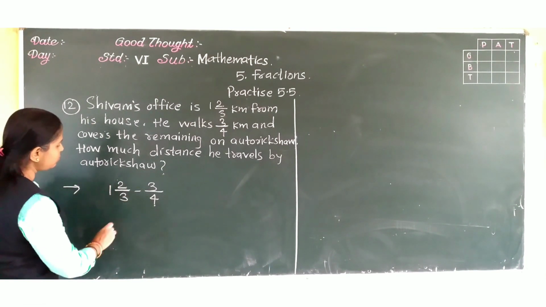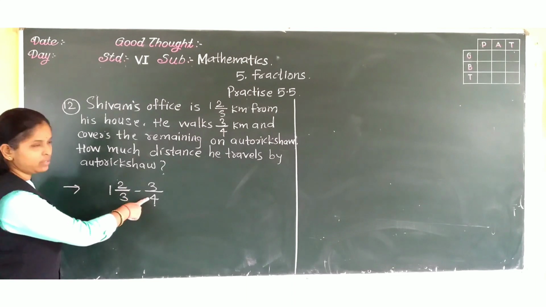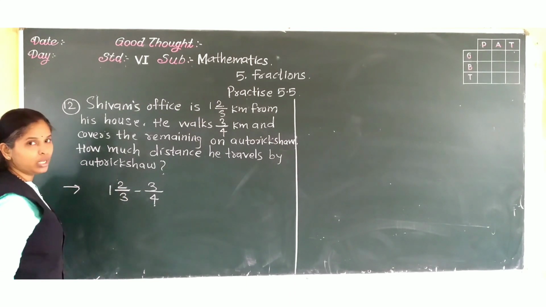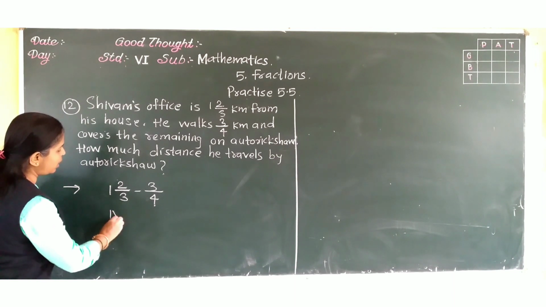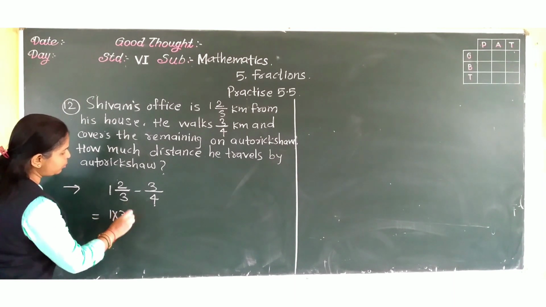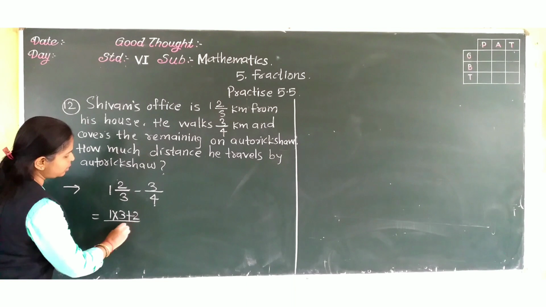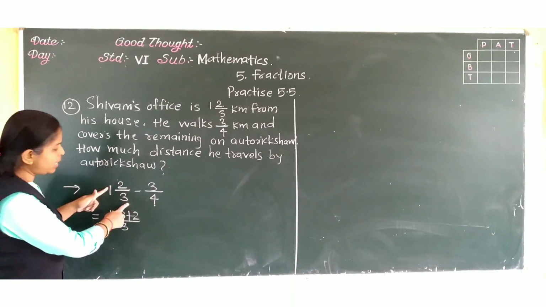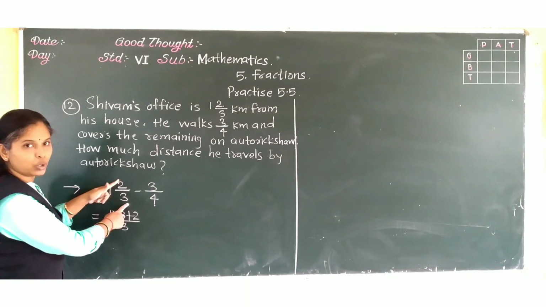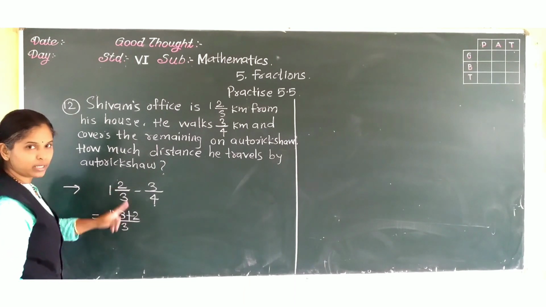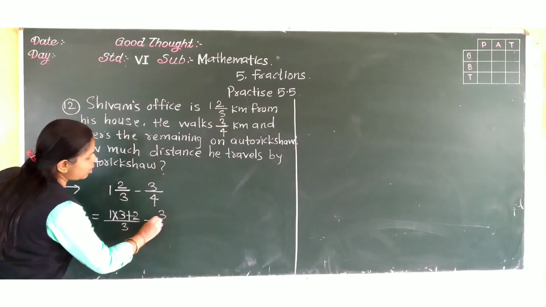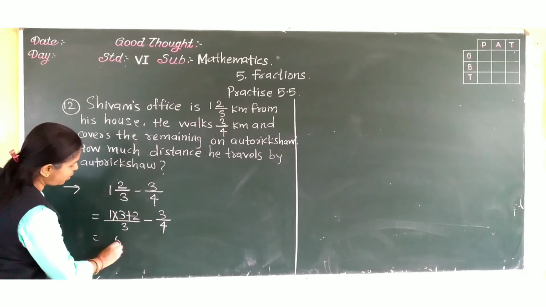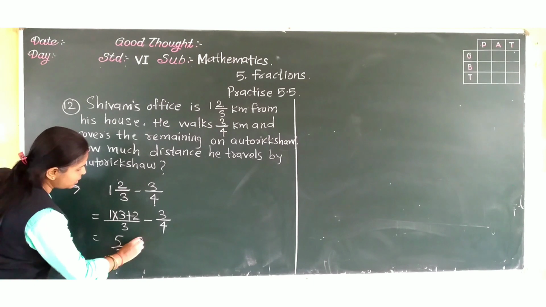Now, this I will convert. This is a fraction and this is a mixed fraction. So this I will convert into an improper fraction. So how to convert? 1 into 3 plus 2 upon 3. Whole part into denominator plus numerator, divided by denominator. This is the formula. Minus 3 upon 4. So 3 ones are 3 plus 2, 5 upon 3 minus 3 upon 4.